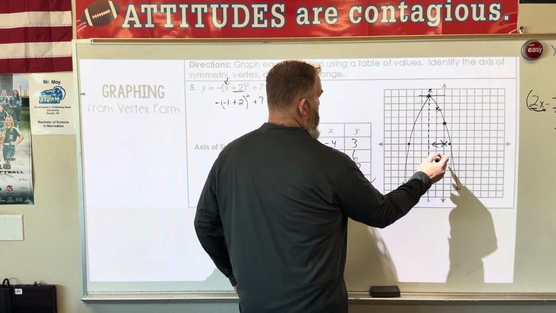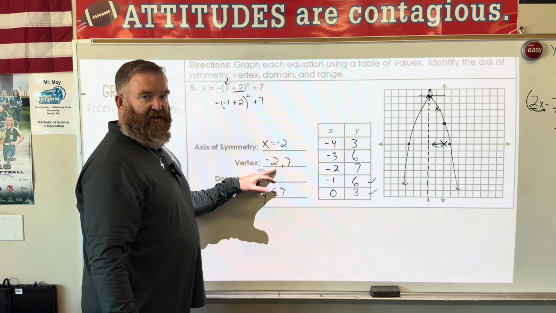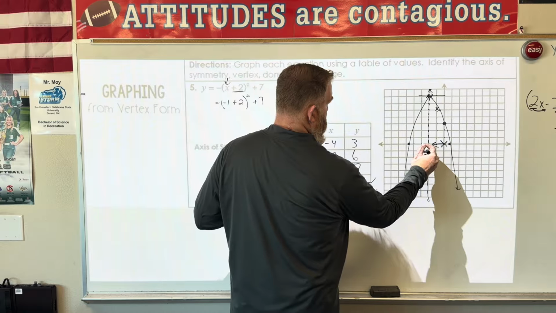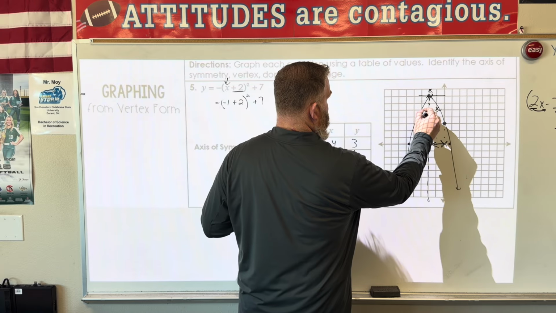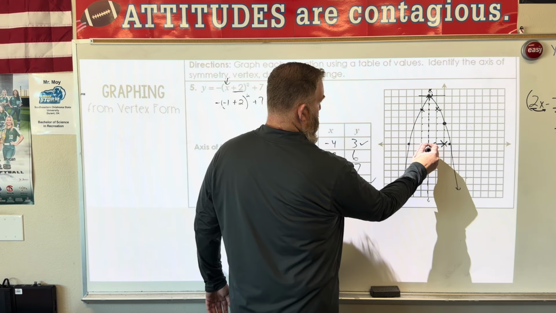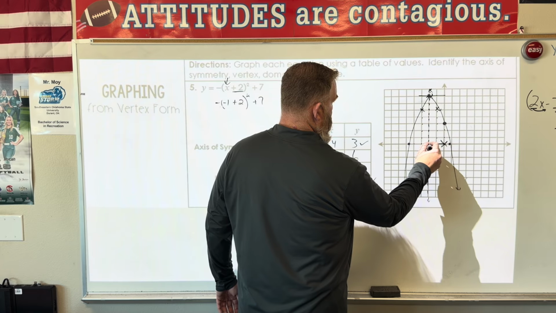That's good. -2, 7. We've already figured out that the vertex is -2, 7. Yes, we already know that one. -3, 6. 1, 2, 3, 4, 5, 6. Looks good. -4, 3. 1, 2, 3, 4. Oh, I'm sorry. 1, 2, 3, 4.